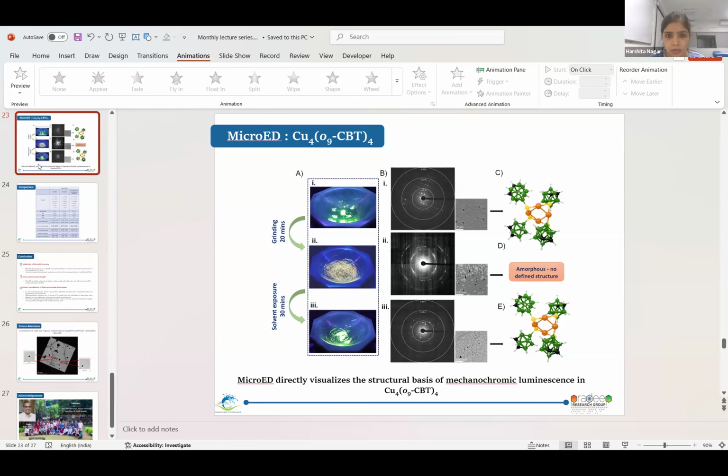Yes, it could be. That is what sir explained, right? When you put mechanical stress, there are orientational disorders which change the luminescence. But when you give the vapors, there is slight freedom for that crystal to again reorganize.